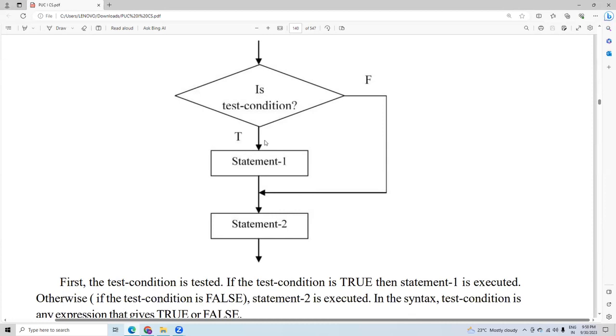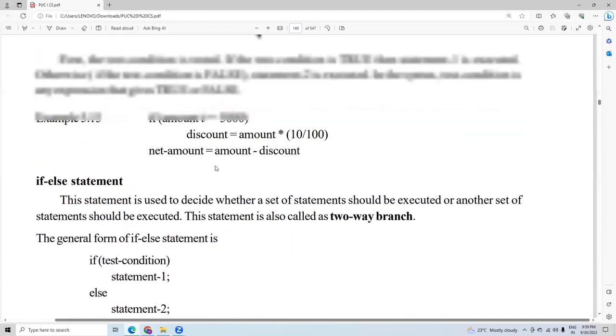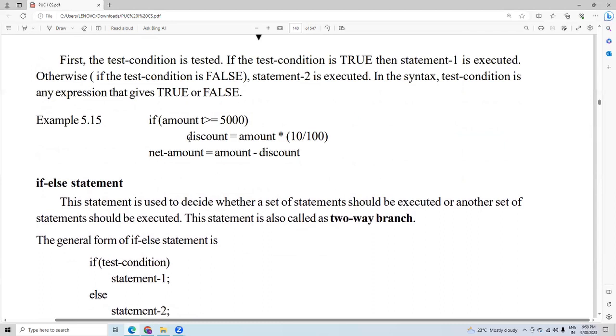Is a test condition, false and true. False means it will come out directly to the end of the program, end of the statement. Whereas if it is true, statement 1 will be executed, then it will go to the output. If amount is greater than or equal to 5,000, discount equal to amount into this.